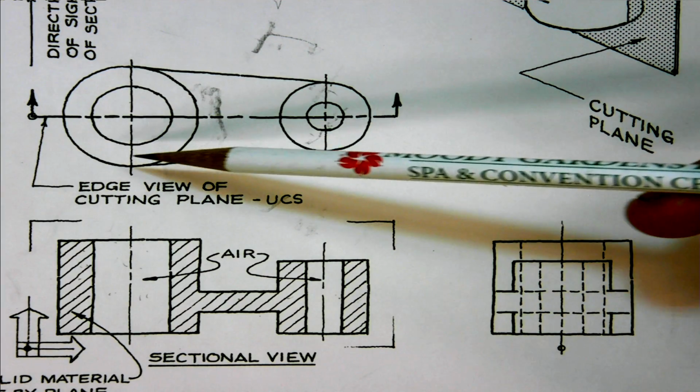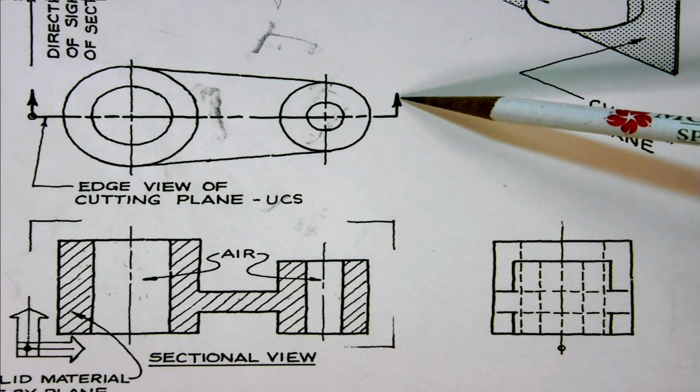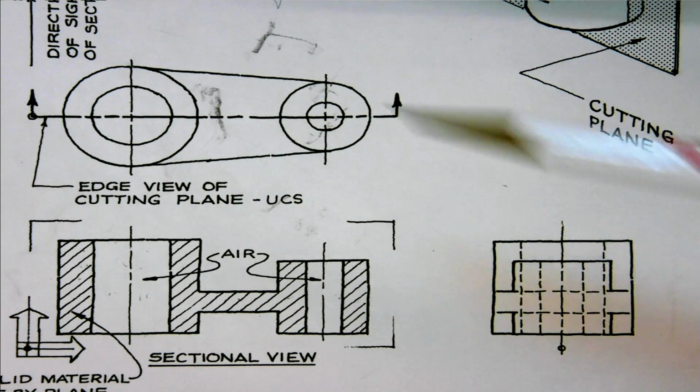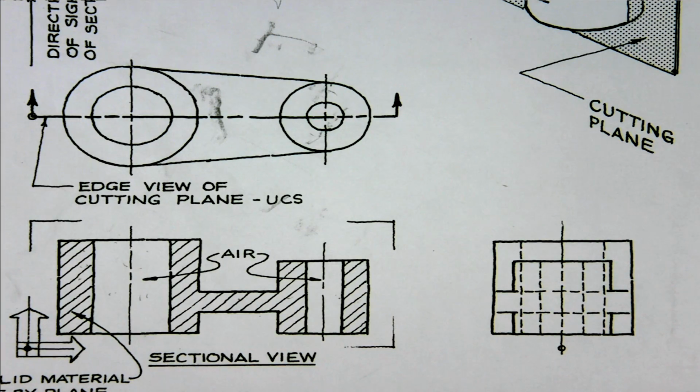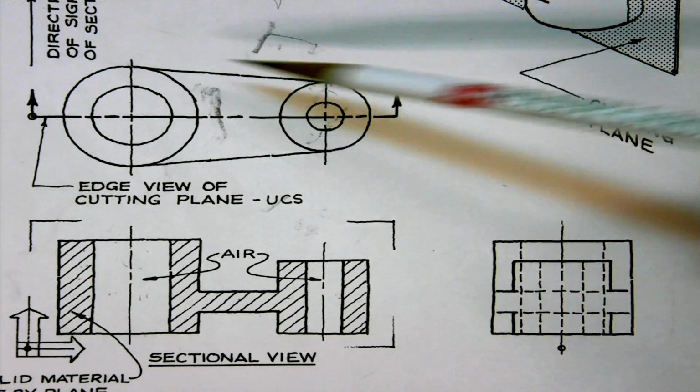Okay, so then if we show a view of this, right in here, then we have this top view right in here. There's the edge view of the cutting plane right across here. It's shown by a cutting plane line with arrows on the end of it. The cutting plane lines are thicker than normal sketch lines, making them more prominent on the sketches. They end with arrows.